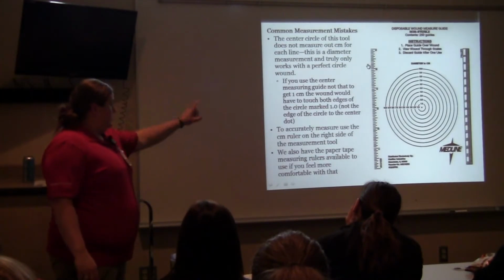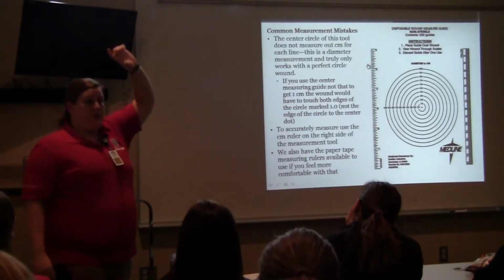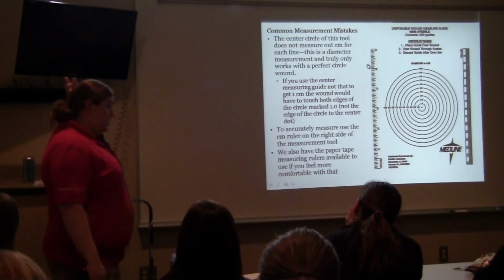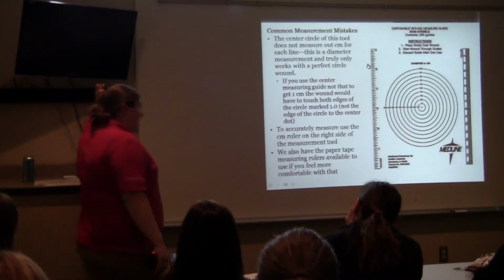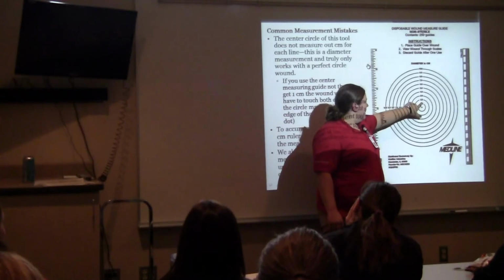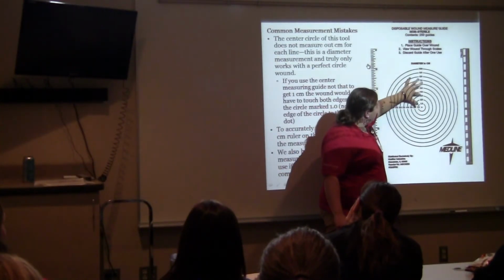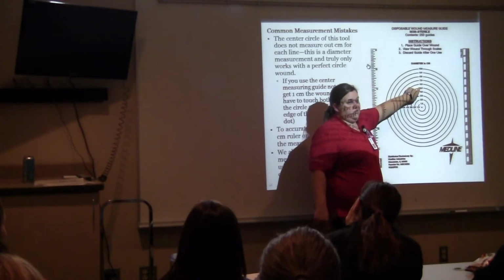So we have this measurement tool. It's not the greatest. We also have the paper infant measuring tools. Those are easier to not make a mistake on. I see all the time people making a mistake where they go from this dot out to the 1 or out to the 2, and they say it's a 5 centimeter wound.